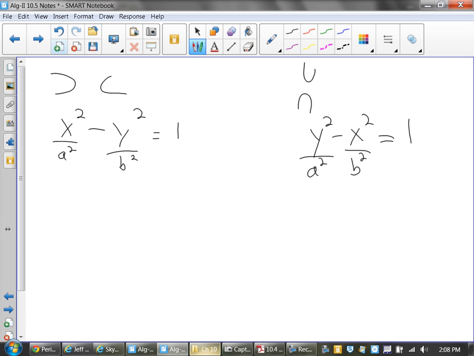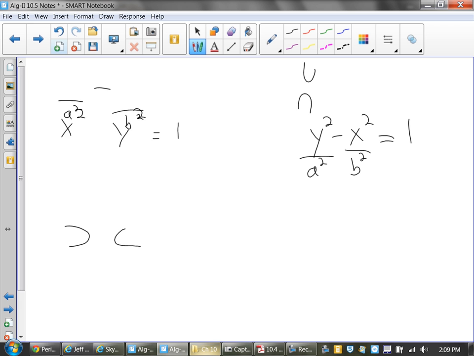When you're dealing with an ellipse, the a squared term was always larger. Here it doesn't matter. A squared and b squared, it doesn't matter which one's bigger, which one's smaller. What matters is what comes first, the x squared or the y squared, as far as the terms are concerned. Okay. When you set these things up, you start to think about it. We're centering everything around the origin to start with.